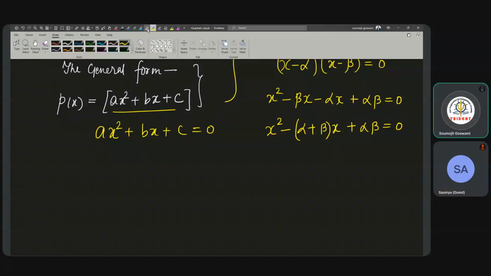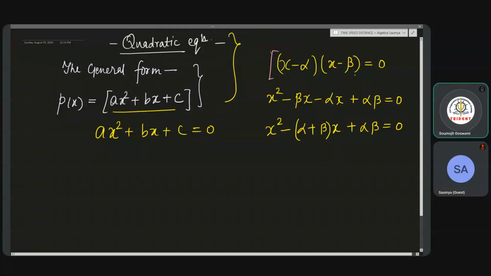The first thing is that there is no a term in this one. Typically in the general form of the quadratic equation, you will always see it written as ax squared plus bx plus c. But whenever I'm writing the factors, I'm not introducing that a over there. Now why is that discrimination? That is not a discrimination.